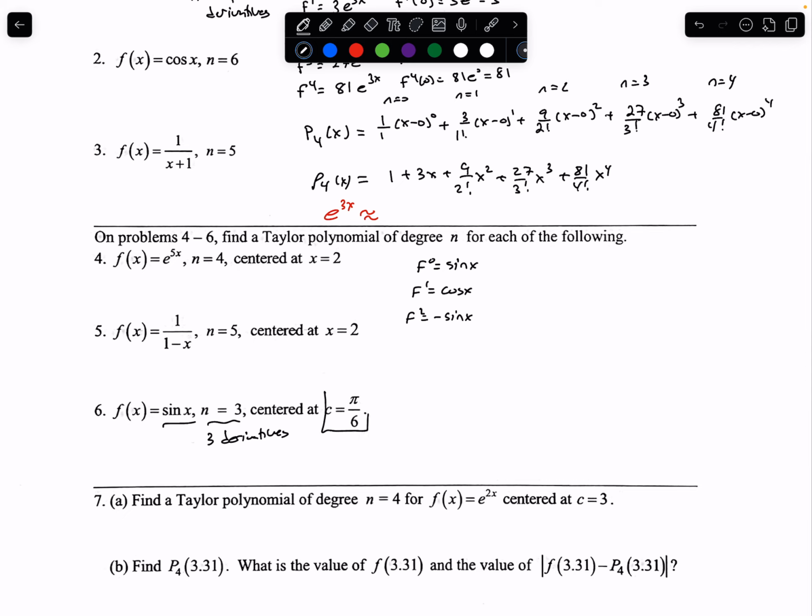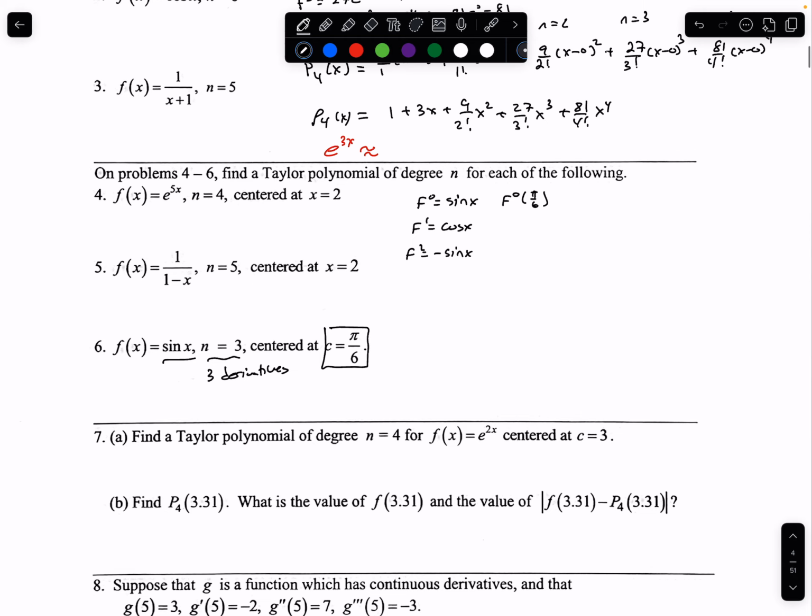Now, but notice our center is at pi over 6. This one is not Maclaurin. This is a true Taylor. So now I want to find the value of the function at pi over 6. And that's just the sine of pi over 6. Uh-oh, that's going to be embarrassing, which is just, whoops, hello, 1/2.